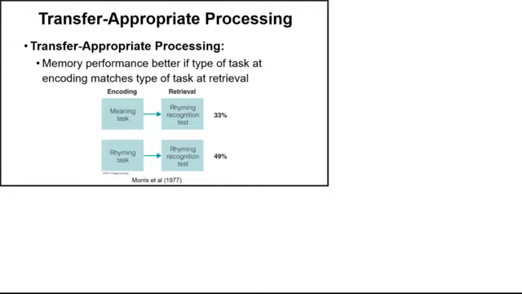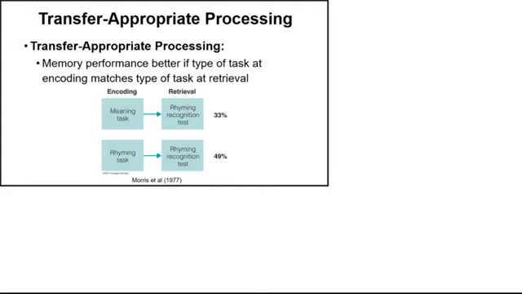And so the example that they've used here is if during encoding, if during studying, they use either a meaning task or a rhyming task. So they would ask you questions like, does this word fit into this sentence? Or does it rhyme with this other word? And that was your exposure to the words. And then for retrieval, both were tested with a rhyming task.